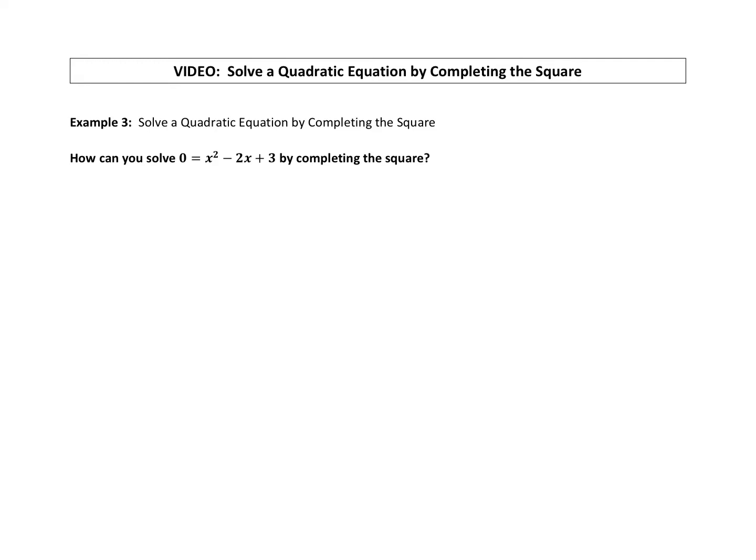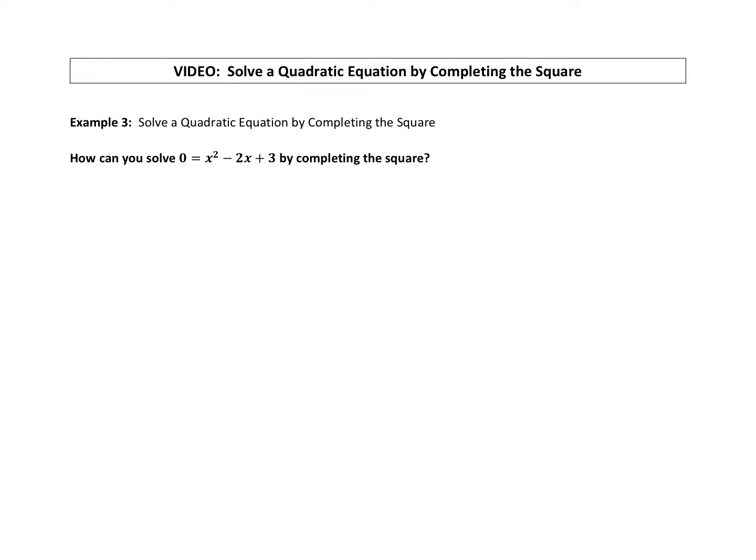So we just saw in our last video how to complete the square. So let's put that to some practical use. We're going to solve a quadratic equation by completing the square, by using that process. So how can you solve 0 equals x squared minus 2x plus 3 by completing the square?